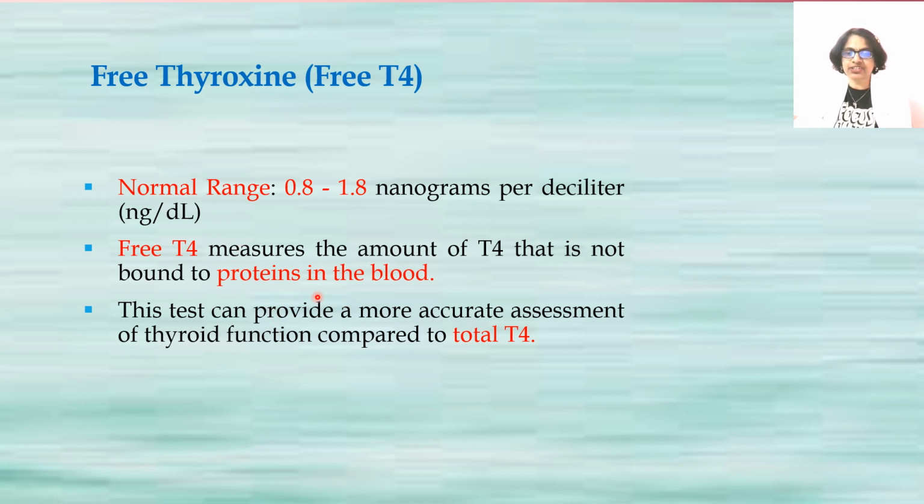Binding means attachment. So the amount of T4 which is not bound to the protein is known as free thyroxine. This test can provide a more accurate assessment of thyroid function compared to total T4. Free T4 will give a more accurate result than the total T4.